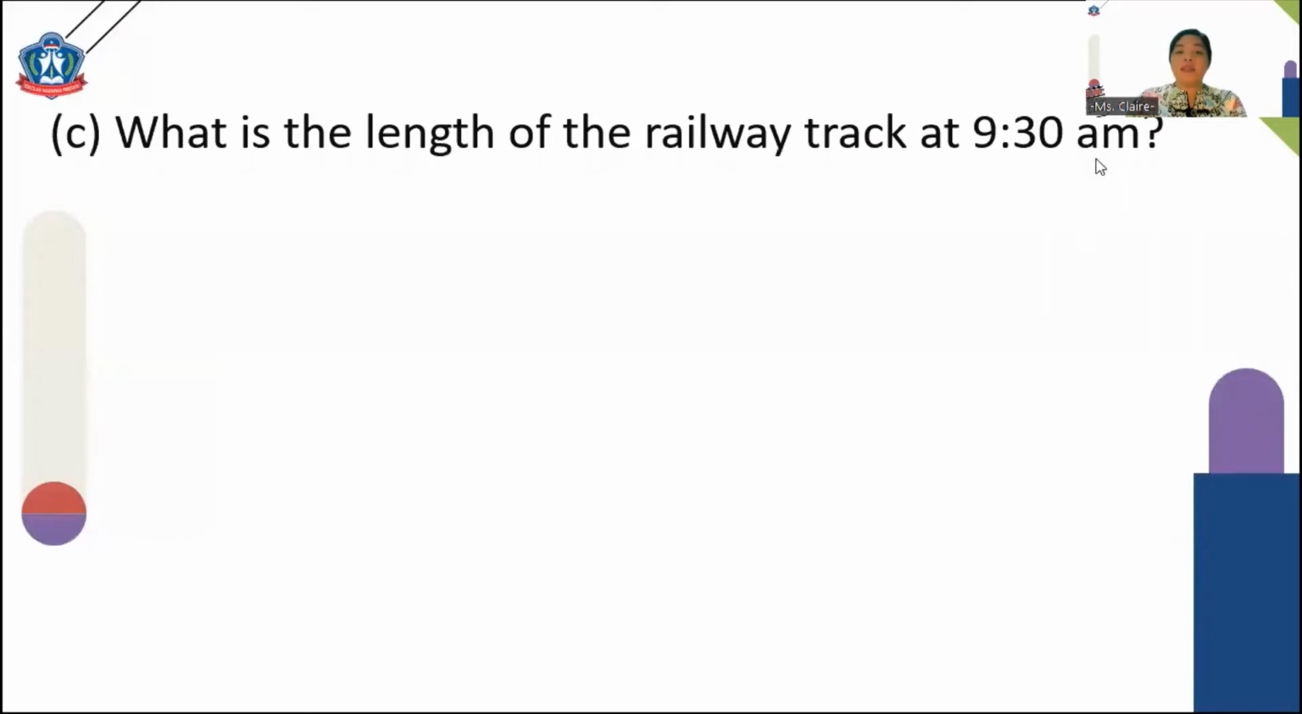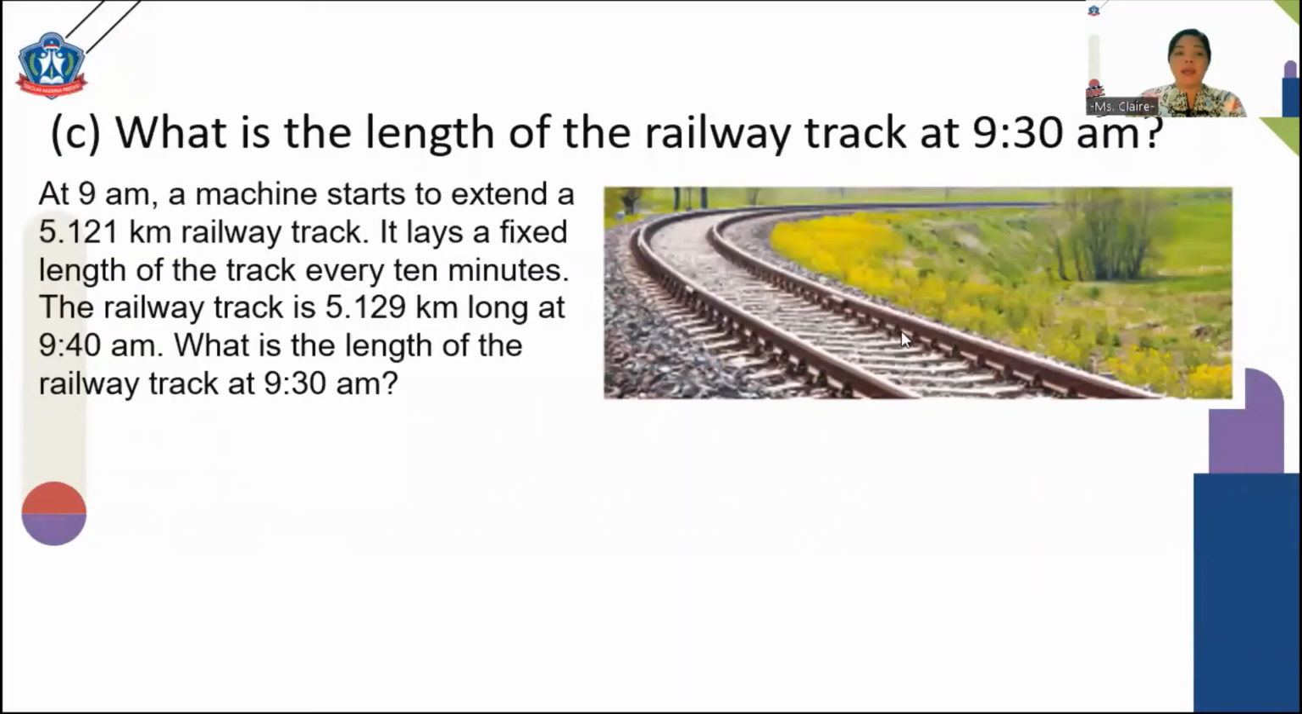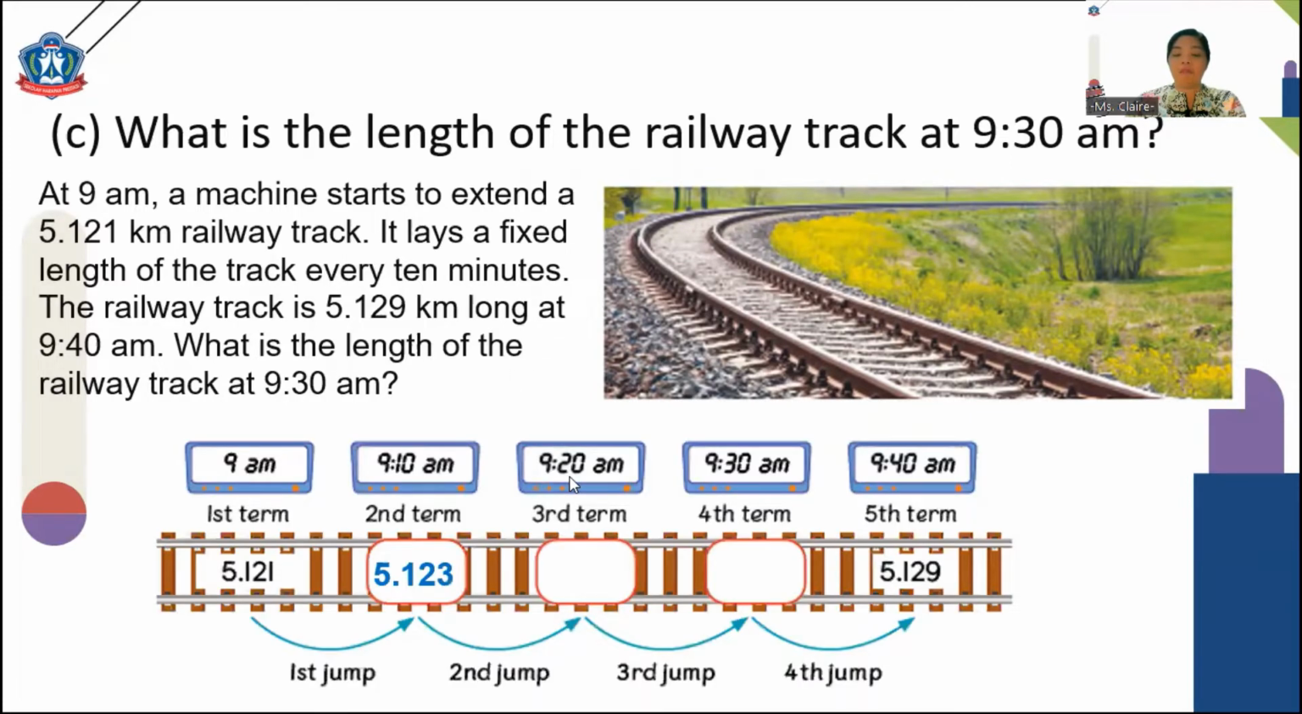Next, what is the length of the railway track at 9:30 a.m.? Look here. At 9 a.m., a machine starts to extend a 5.121 kilometer railway track. It lays a fixed length of the track every 10 minutes. At 9:40 a.m., the railway track is 5.129 kilometers long. What is the length of the railway track at 9:30 a.m.? Take a look here. We have 4 jumps. How did we find these answers at 9:10, 9:20, and 9:30 a.m.?